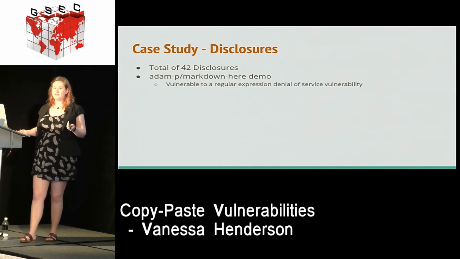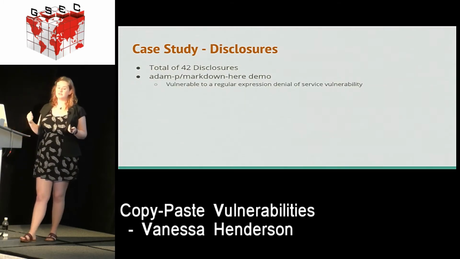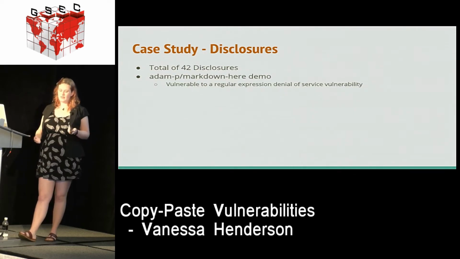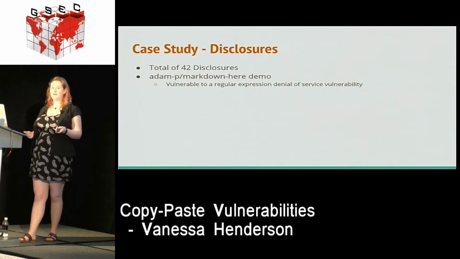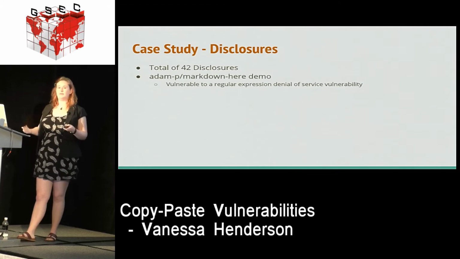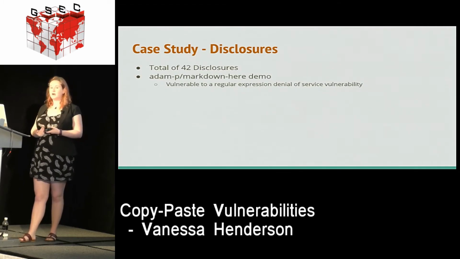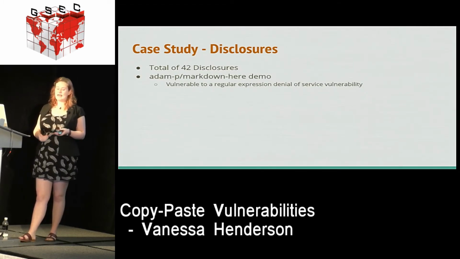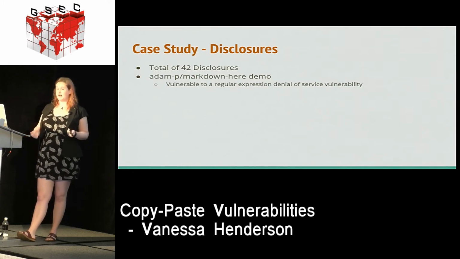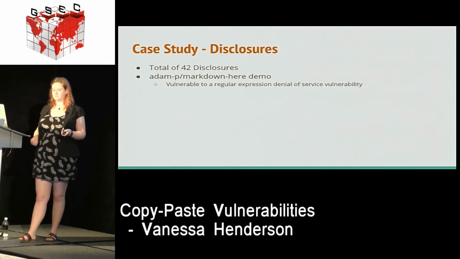And so what happened after that? We had 42 different disclosures that I will show you some in a minute. But first, let's actually see whether this is possible. One of the projects that we found was vulnerable was Adam P's Markdown. That is, just as the name suggests, a Markdown renderer, and it was vulnerable to one of the regular expression denial of service vulnerabilities that we were looking for.